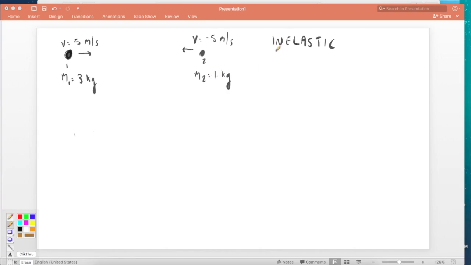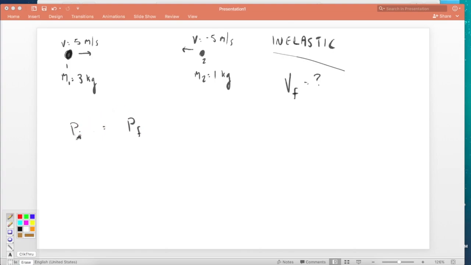So if this is an inelastic collision, do you remember what that means? That means that the objects, after they collide, will stick together. What if I wanted to know the final velocity after the collision? Well, I've got to use the conservation of momentum to think about this, because it does not matter that they stick together. Before and after the collision, the total momentum will be the same. So I can make this statement: the momentum before the collision is going to equal the momentum after the collision.